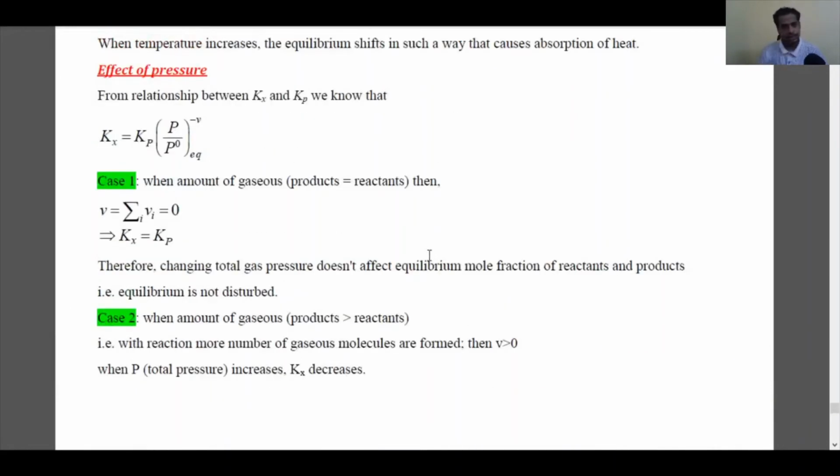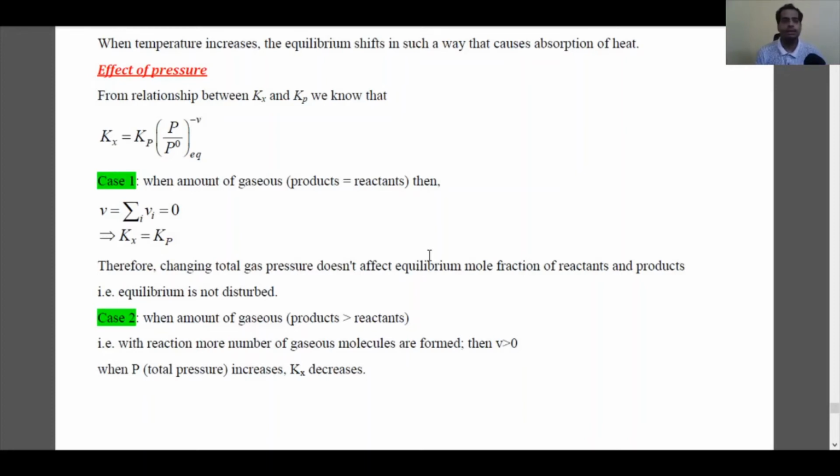So if the number of gaseous reactants and products are the same, and if I am increasing the pressure, then there is no change in the equilibrium constant. If the number of moles of gaseous product is more than the number of moles of gaseous reactant, and if I am increasing the pressure, then the reaction will form more and more reactants. It will go towards backward.